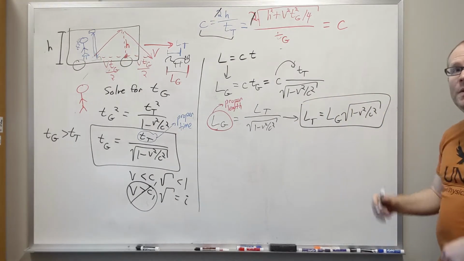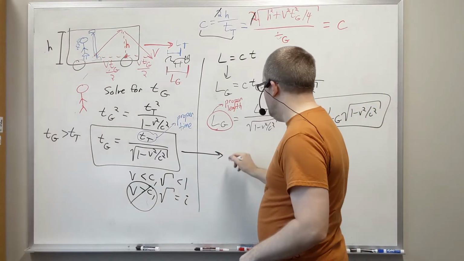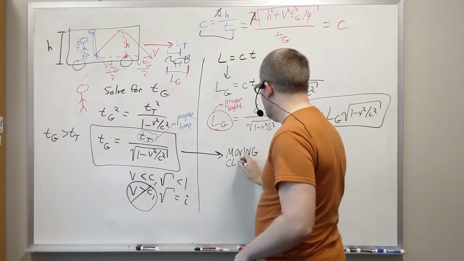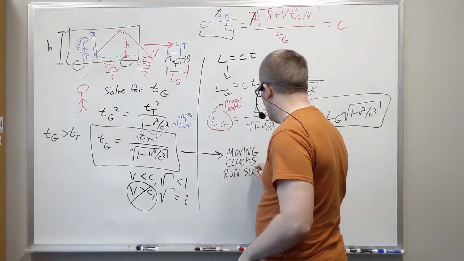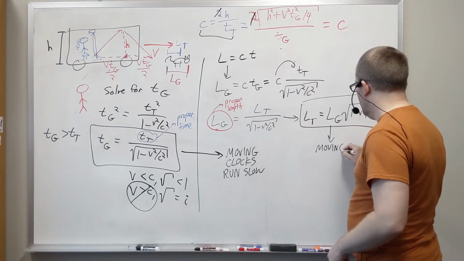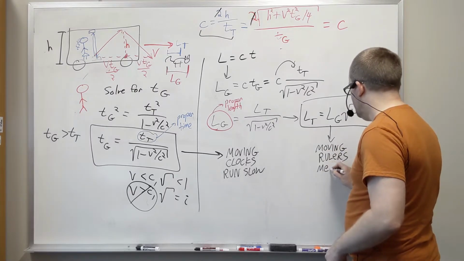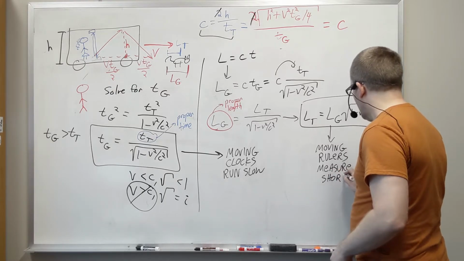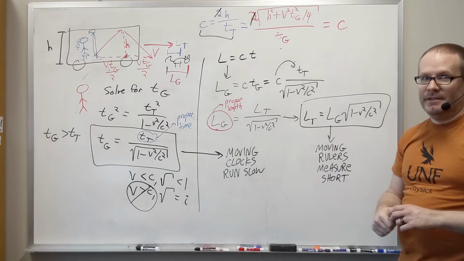In other words, we get two very important results from this. This equation tells us that moving clocks run slow. And this tells us that moving rulers measure short. And we're going to see how that works out in an activity up next.